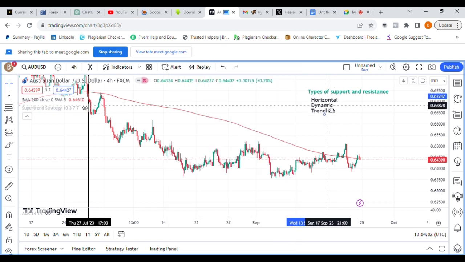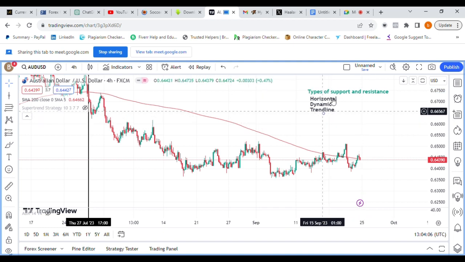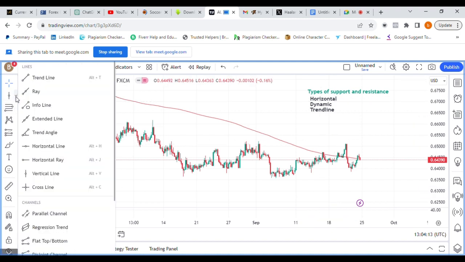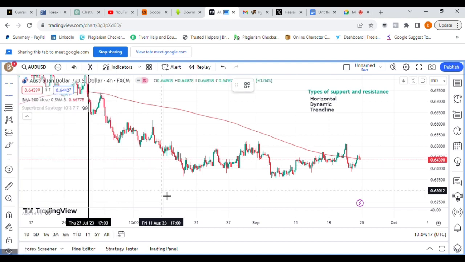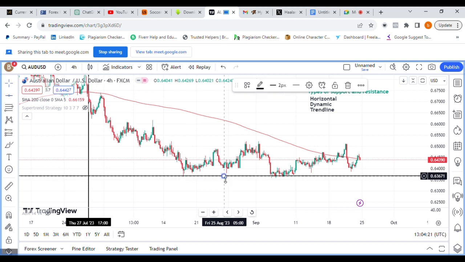I know support is for the below, resistance is for the upside. So we have the horizontal support and resistance. Let's look at that. We'll pick up a tool here. Simply pick up the horizontal line. Look for this point, this is point number one.